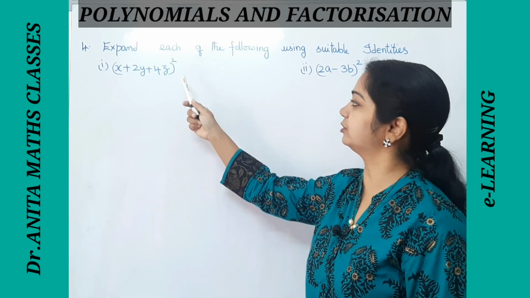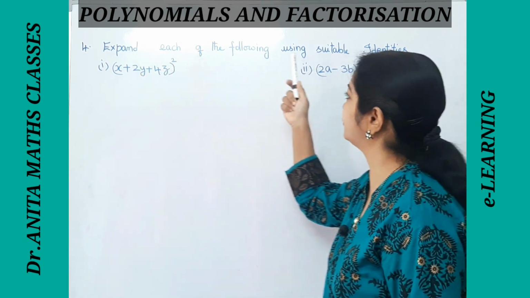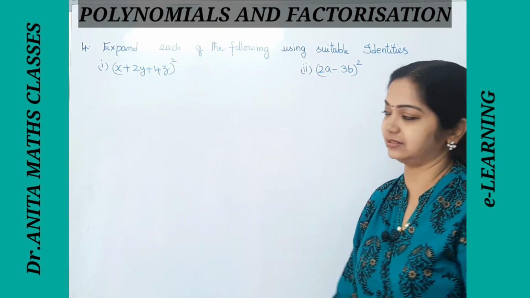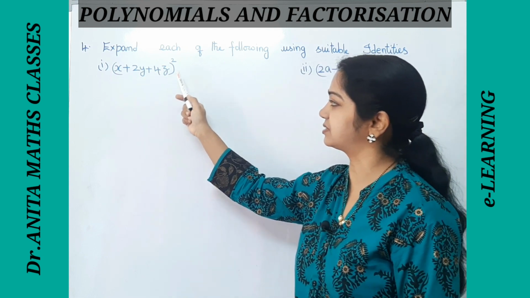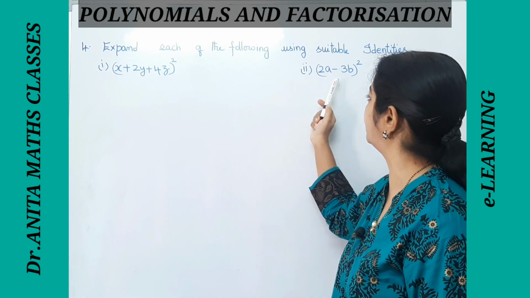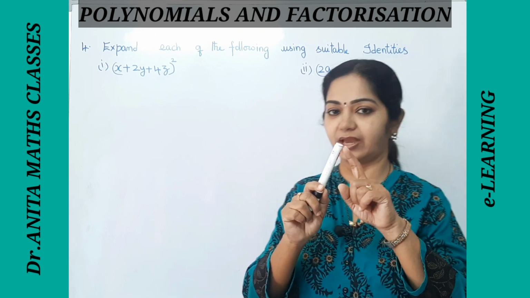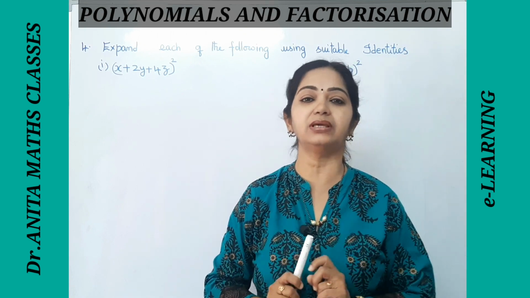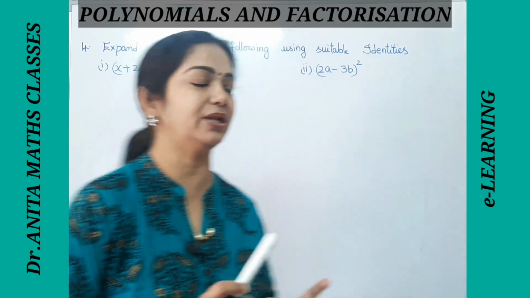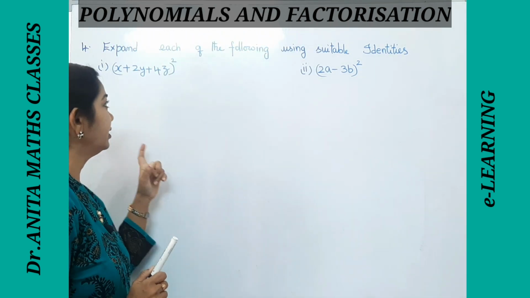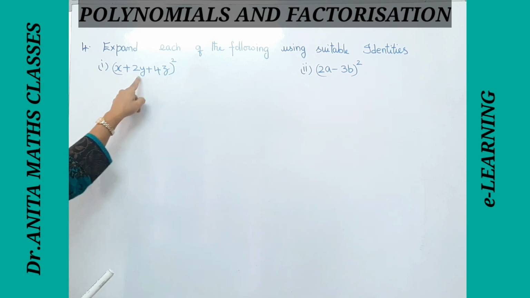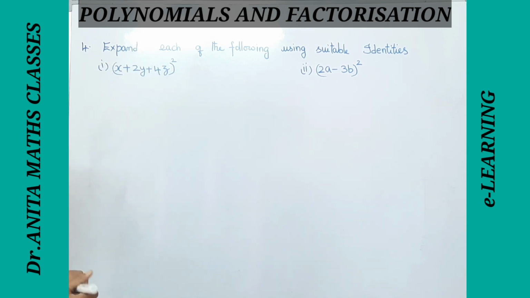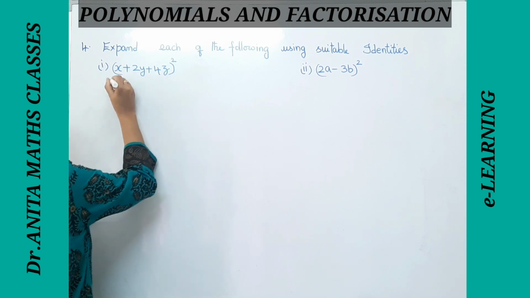Let's see now the fourth question. Expand each of the following using suitable identities. Here there are two given: x plus 2y plus 4z whole square and 2a minus 3b whole square. We have to expand them using the algebraic identity which will best suit it. Here if you see there are three terms and whole square, and when you get three terms, we have that identity.